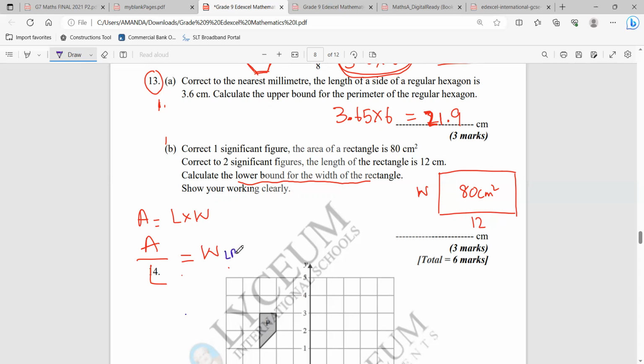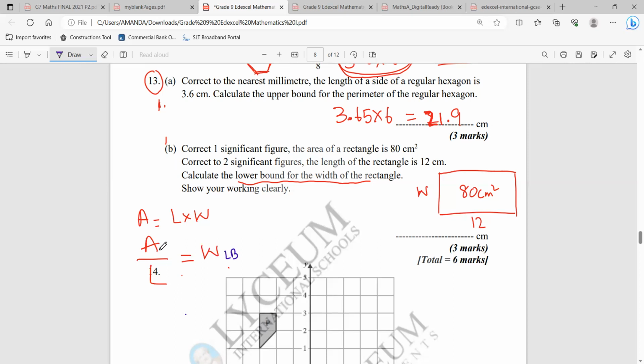Lower bound of the width. How do we find the lower bound of the width? The width has to be the smallest possible width. That's what they're asking. How do we find the smallest possible width?